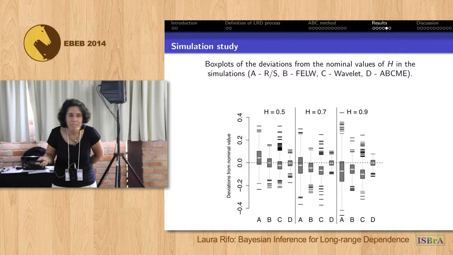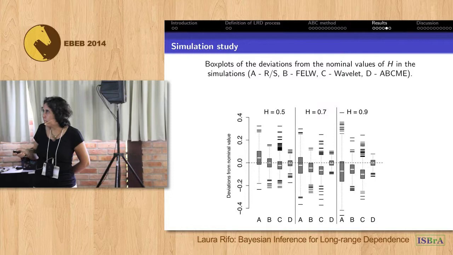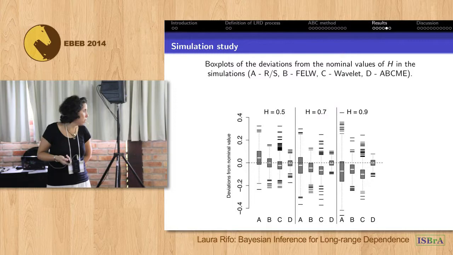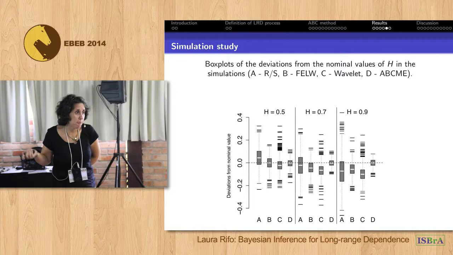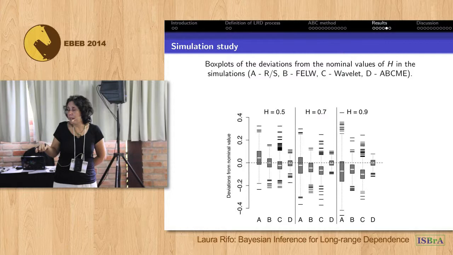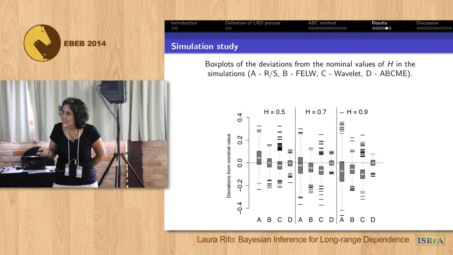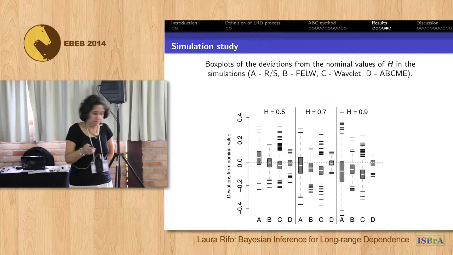Okay. For H, indeed, for all the nominal values we choose, our method is the most centered on the nominal value and has the least variation in the posterior distribution. So for the binary process, it performs very well. We think that it's indeed better than the usual methods that we can find in the market.